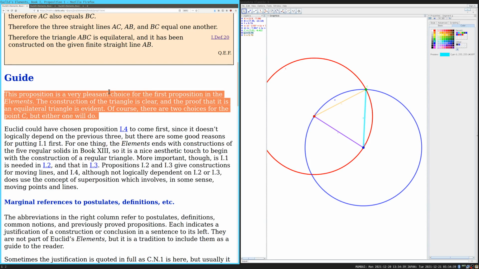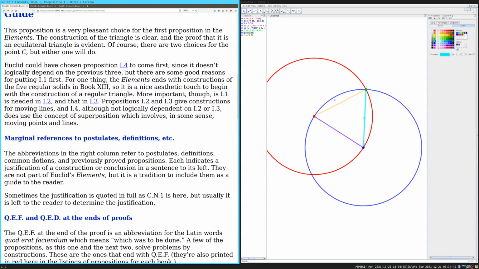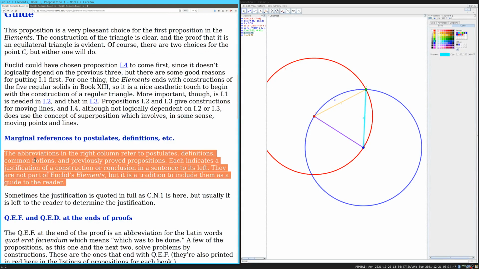I've grabbed bits and pieces out of it, but I've not read the whole thing before. Marginal references to postulates, definitions, etc. The abbreviations in the right column refer to postulates, definitions, common notions, and previously proved propositions. Each indicates a justification of a construction or conclusion in a sentence to its left. They are not part of Euclid's Elements, but it is a tradition to include them as a guide to the reader.